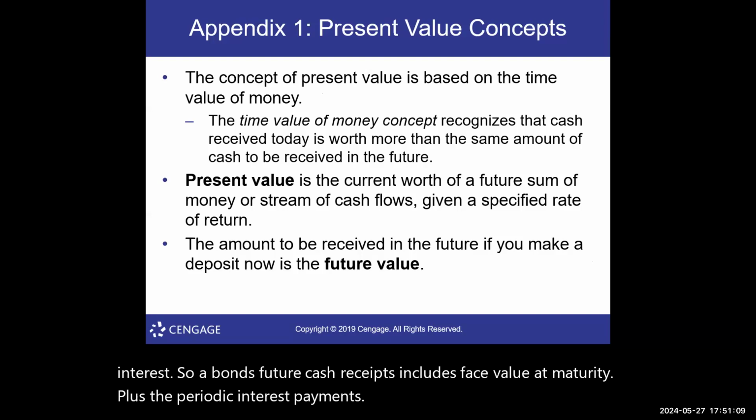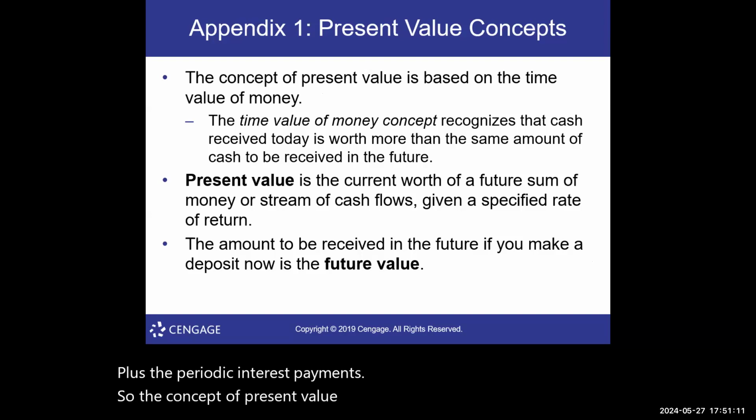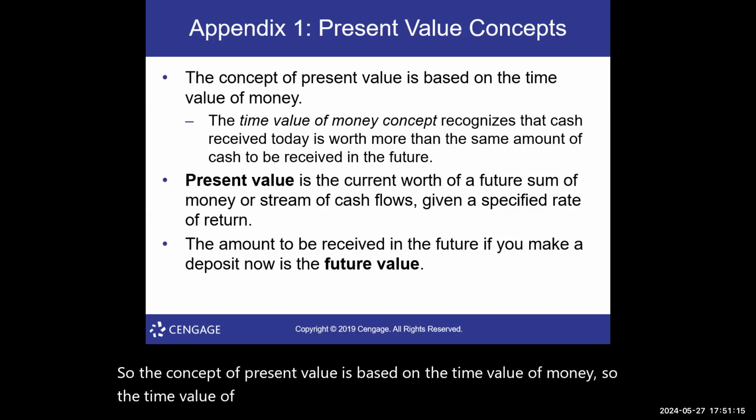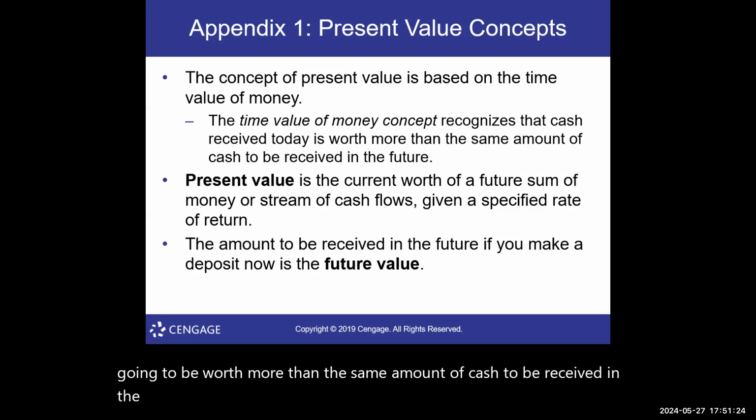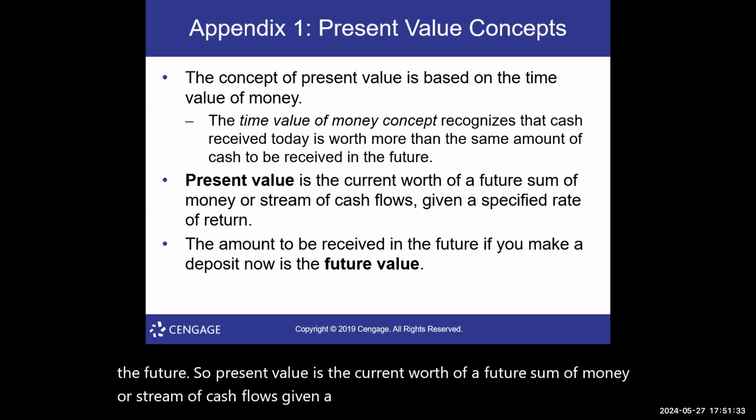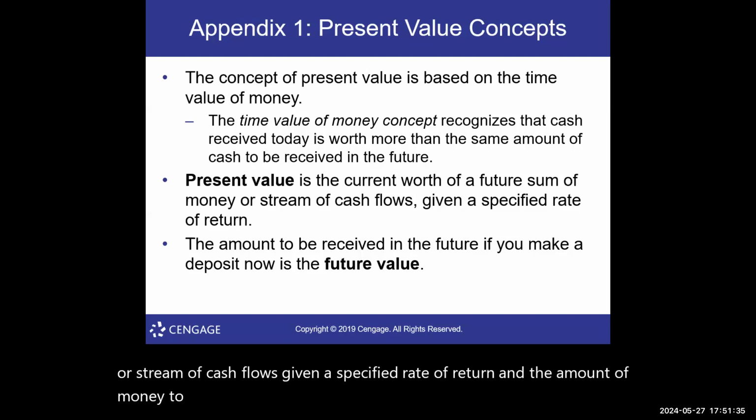So the concept of present value is based on the time value of money. The time value of money concept recognizes that cash received today is going to be worth more than the same amount of cash to be received in the future. So present value is the current worth of a future sum of money or stream of cash flows given a specified rate of return, and the amount of money to be received in the future if you make a deposit now is called the future value.